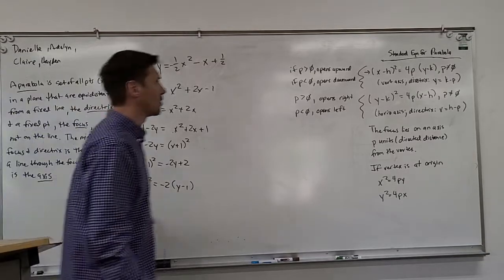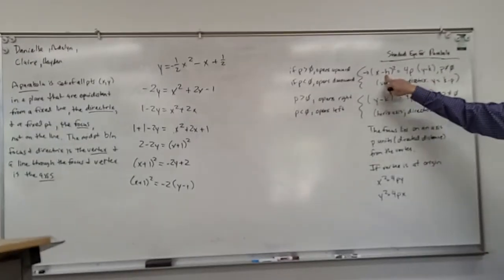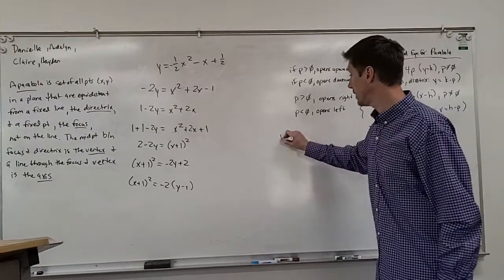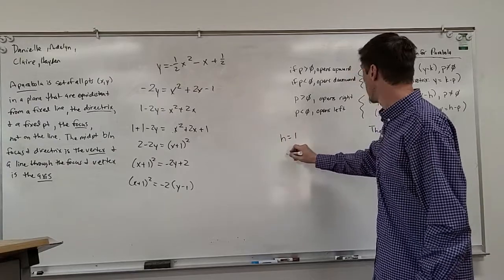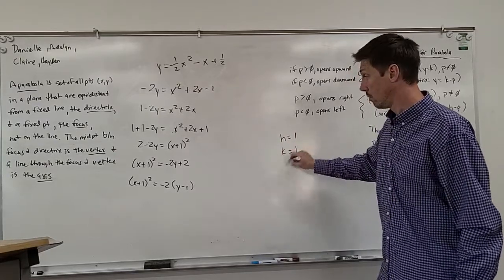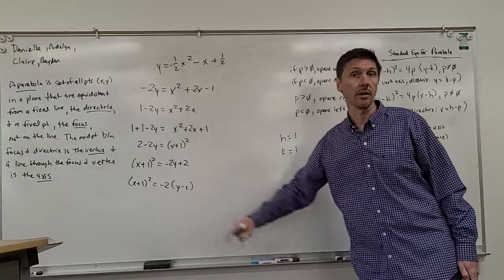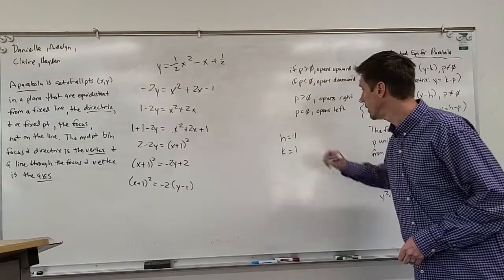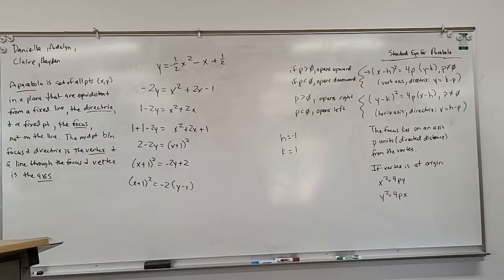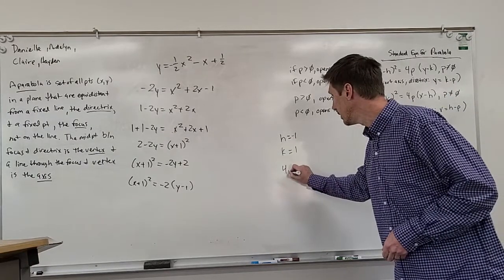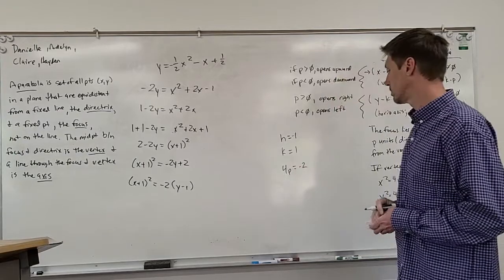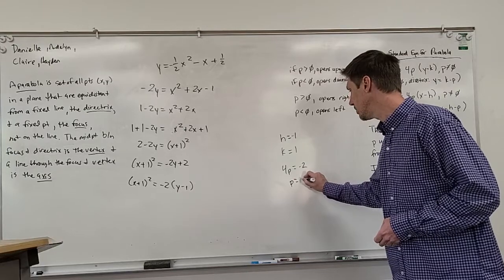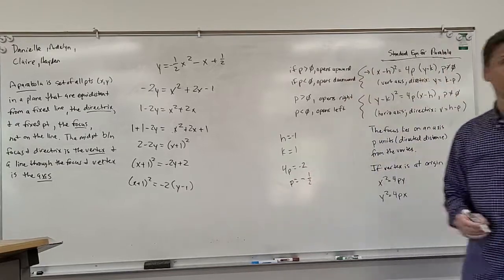So now that we've got it in this form, we can say that our h is what? h is negative 1, because the formula has a negative in it. k is going to equal 1, because we've already got a negative sign there. And what is p? Well, we know that 4p equals negative 2, and so then we could divide by 4 and say that p is equal to negative 1/2.